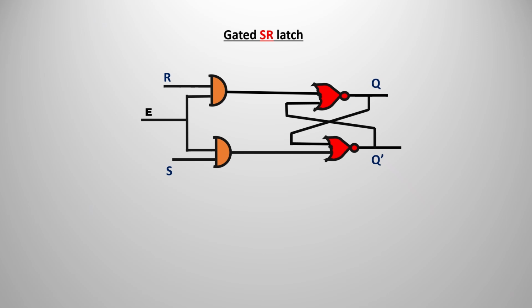So in the previous video we covered the gated SR latch. I hope you know this. This is the basic SR latch with the enable line and two inputs S and R, with outputs Q and Q bar. Now we are going to convert this gated SR latch to the D flip flop. How to do that? Let's see.